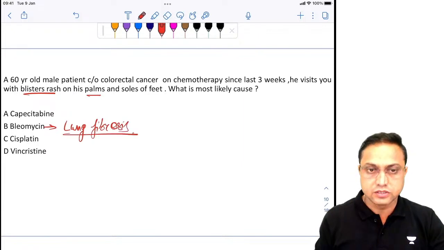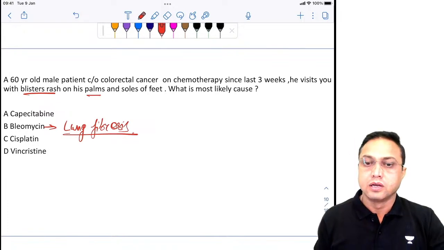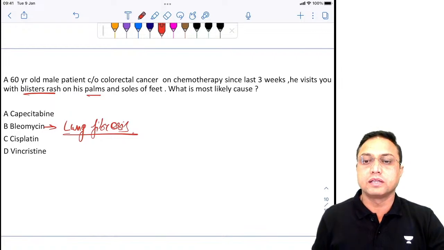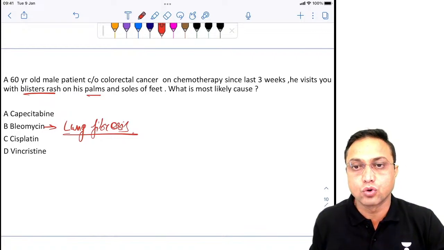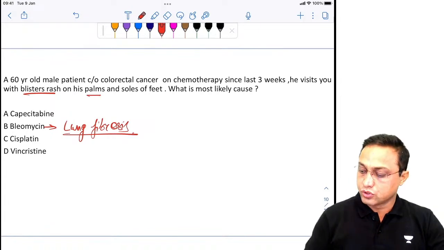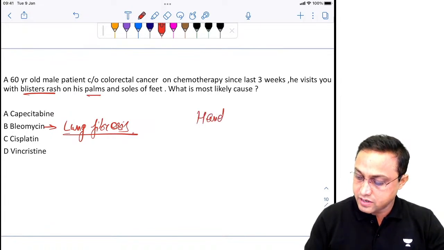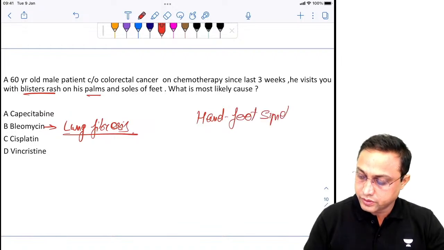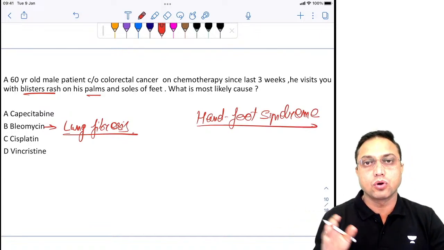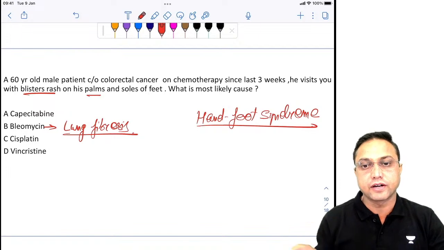So B is not the answer. Yes, Nihar Ranjan, I totally agree with your point that it's basically a hand-foot syndrome. I appreciate your answer, beta, that it's a hand-foot syndrome. If it is a hand-foot syndrome, can you please tell me which drug is responsible, or which drug is associated with a side effect of hand-foot syndrome?